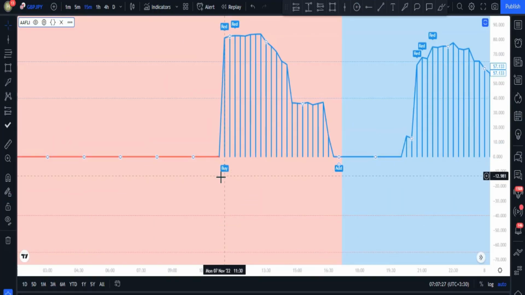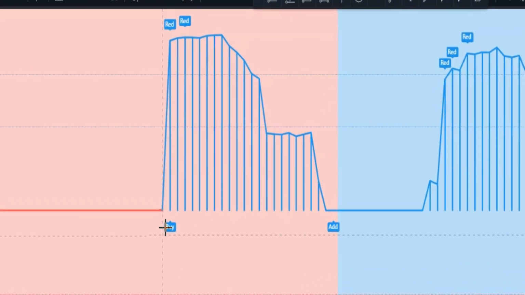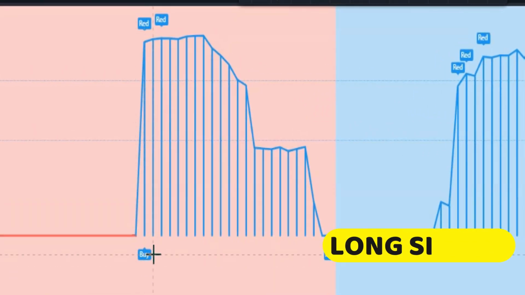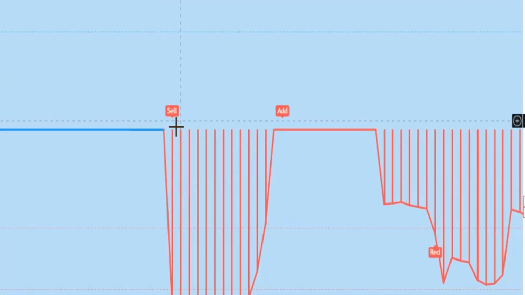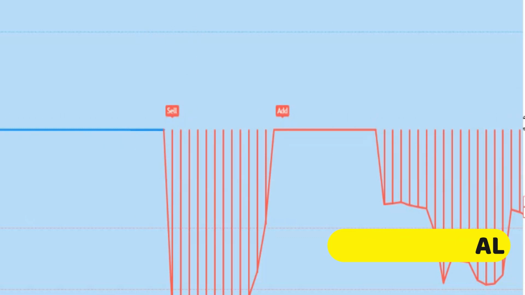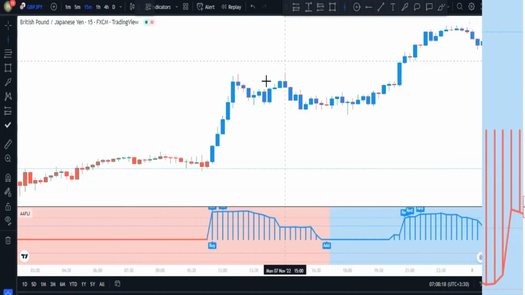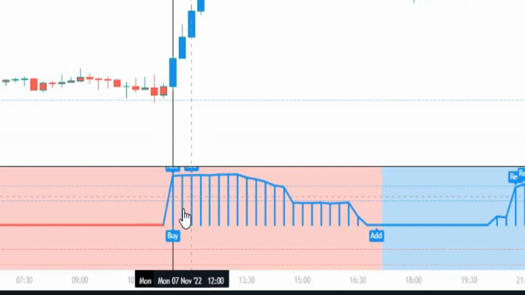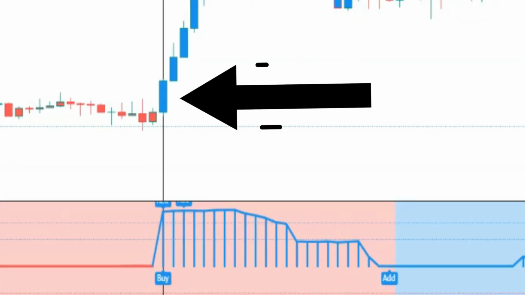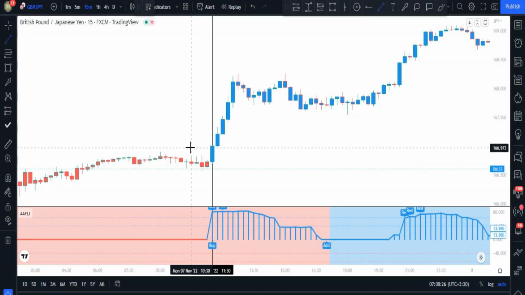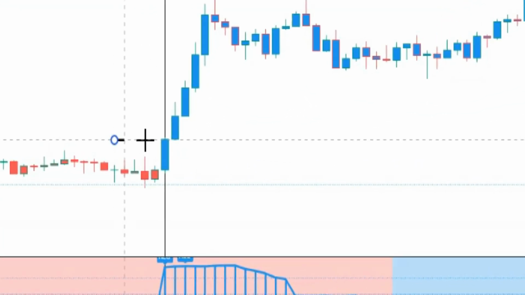So whenever we have a blue buy signal by the indicator, this would be our main long signal. And whenever we have a sell signal by this indicator, this would be our main short signal. Now let's see some examples. There's a buy signal by the AAFLI indicator. So this would be our trigger candlestick, and we can place our buy order at the close price of this candlestick.